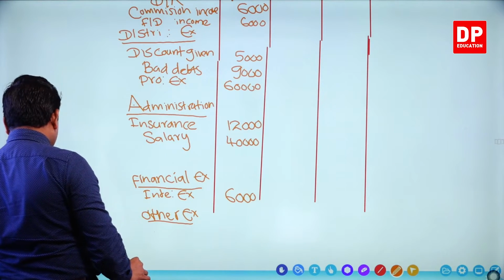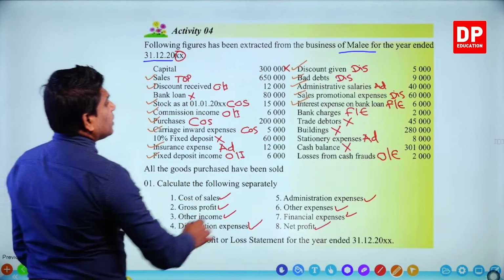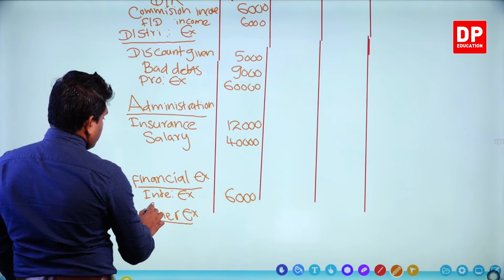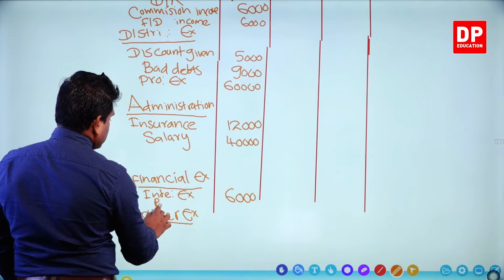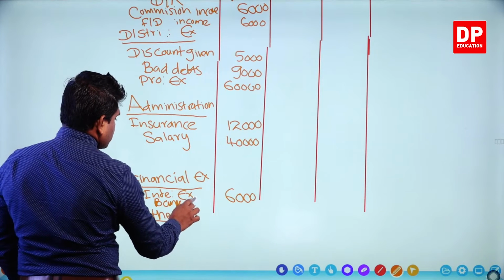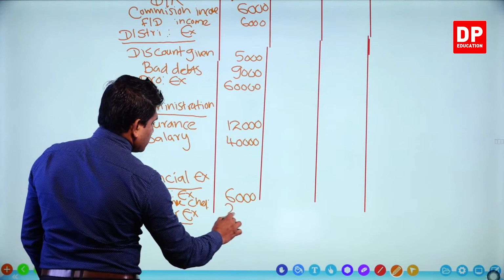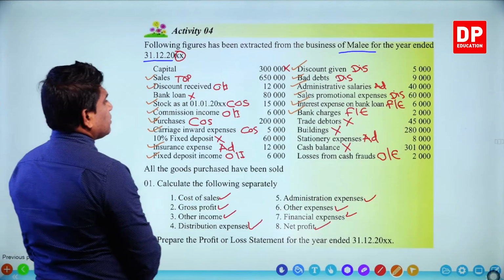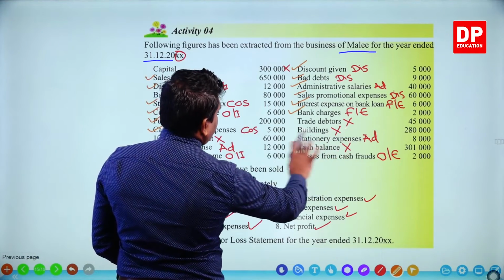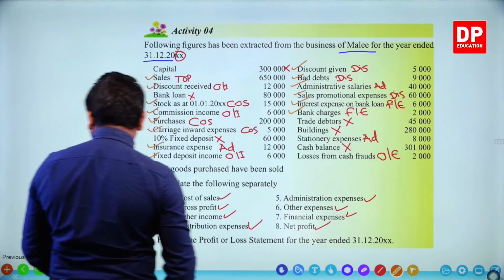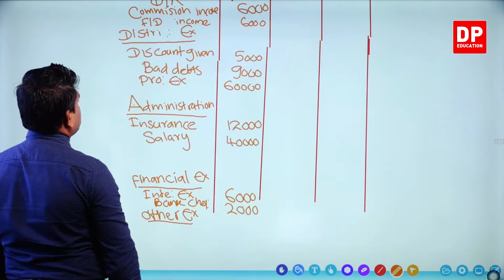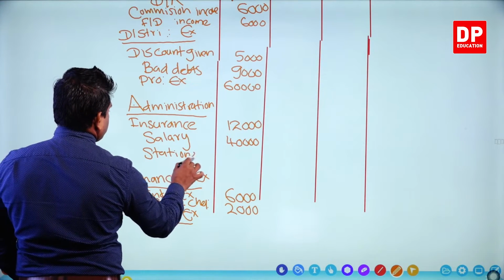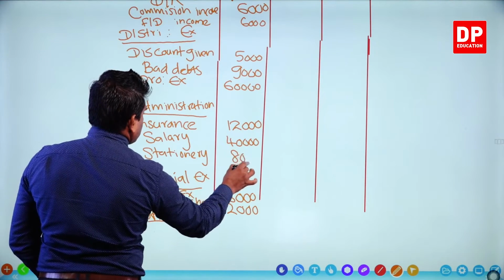Next one. Bank charges 2,000. Right? Next one. Trade debtors we don't take. Building we don't take. Stationery expense 8,000. Next one.